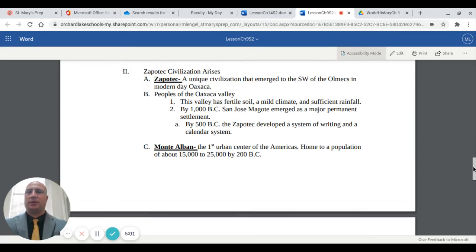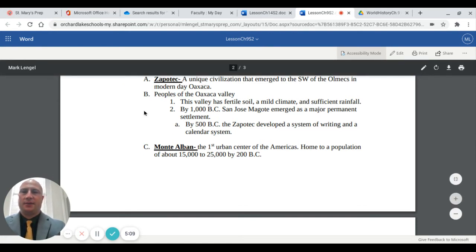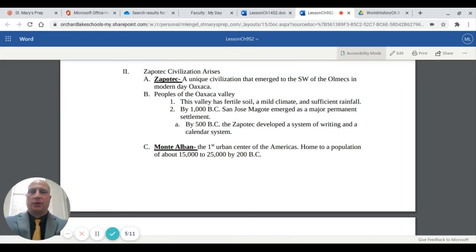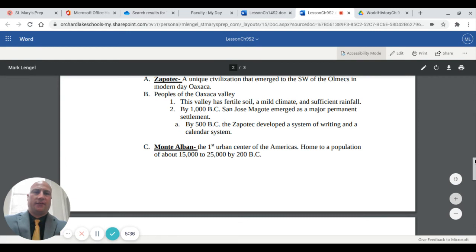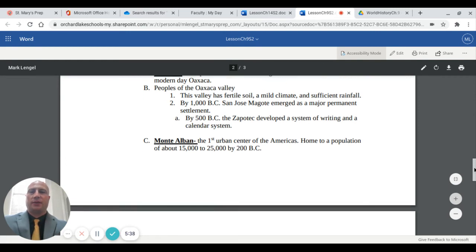Roman numeral 2 talks about the Zapotec civilization, which I showed you on the map being a little bit southwest of the Olmec in what is called the Oaxaca Valley today. This valley has very fertile soil, a mild climate, and sufficient rainfall. By 1000 BC, the city of San Jose Mogote emerged as a major permanent settlement. By 500 BC, the Zapotec had developed a system of writing and a calendar system. So two major elements of record keeping were discovered here at San Jose Mogote, which further exemplifies the fact that the Zapotec were a growing civilization.